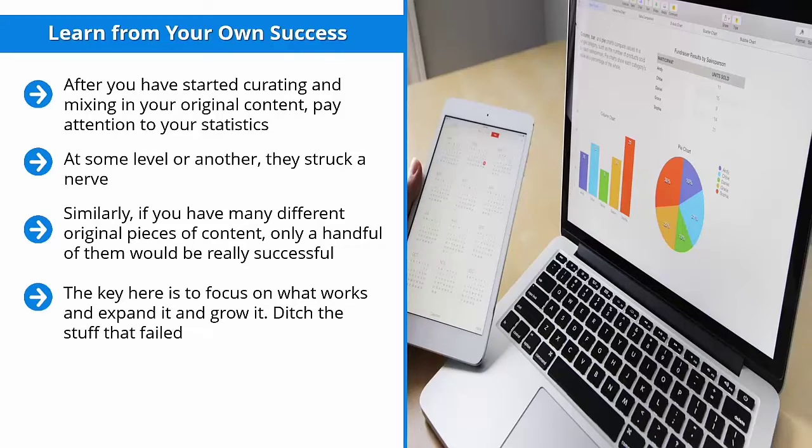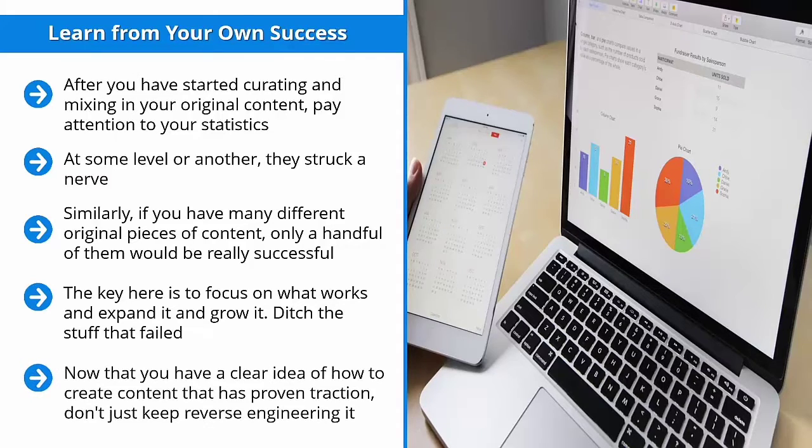Create derivative, cross-platform variations of your most successful content. Now that you have a clear idea of how to create content that has proven traction, don't just keep reverse engineering it. While you need to continue doing that, you also have to do something else. Create derivative or cross-platform versions.